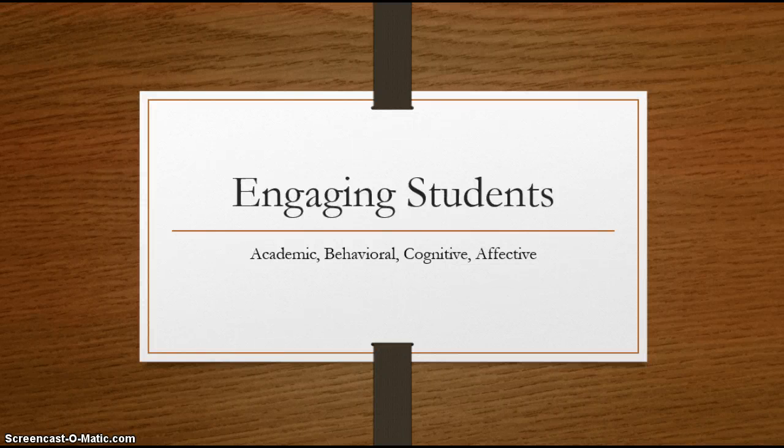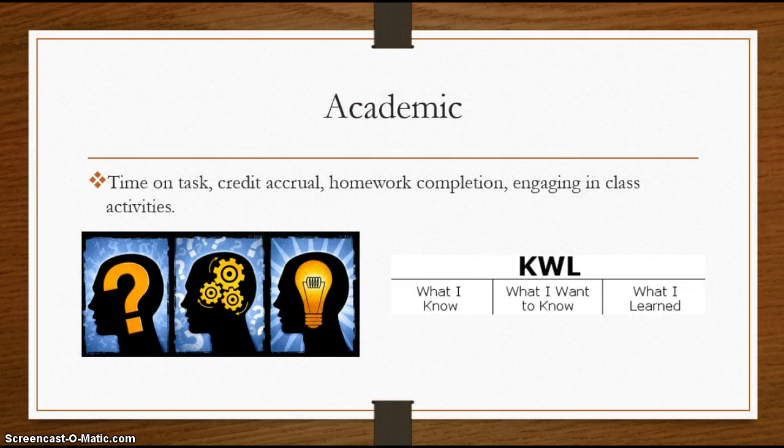We're going to do this through 4 methods: academic methods, behavioral methods, cognitive methods, and affective methods. These will help engage your student year long and create a better learning environment. So starting off, we're going to look at academic approaches. This includes time on tasks, credits, homework completion, engagement in the class activities.